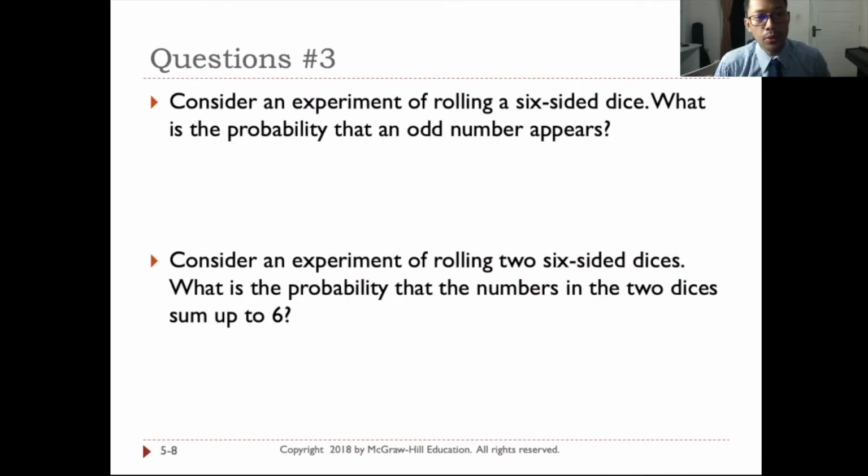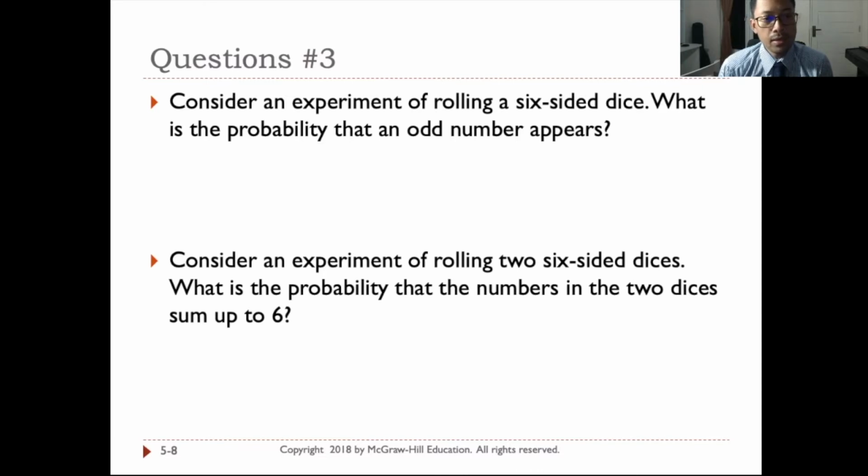Consider an experiment of rolling a 6-sided die. What is the probability that an odd number appears? The first step is to list the outcomes. The outcomes are 1, 3, or 5, and the total possible outcomes are 6. So in this particular case, the probability is going to be 3/6 or just 1/2.